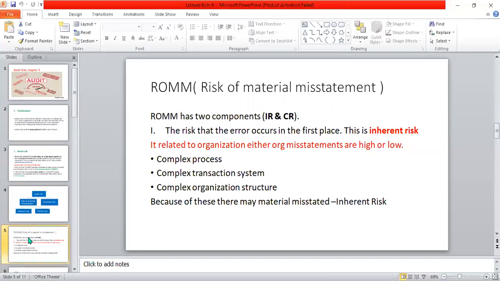Inherent risk: you may take an example like a complex process in an organization, and because of this, material misstatements are created. There is a complex transaction system in the company. Because of this, a material misstatement can occur. Because of the complex organizational structure, the material is misstated. So we can say inherent risk is the company's organizational associated risk.